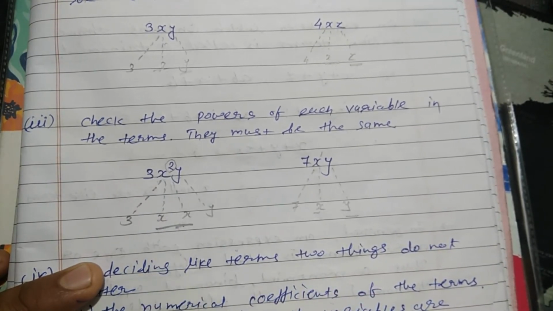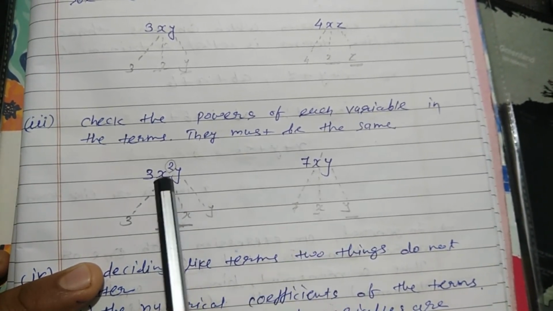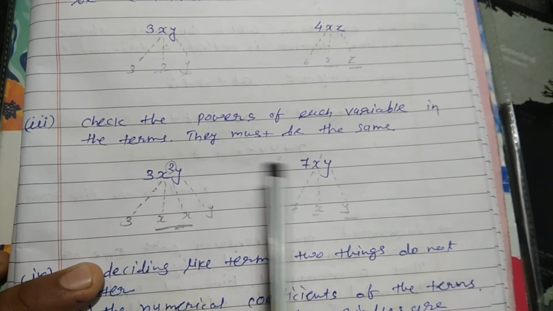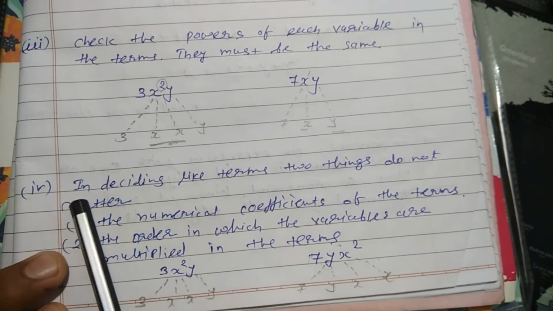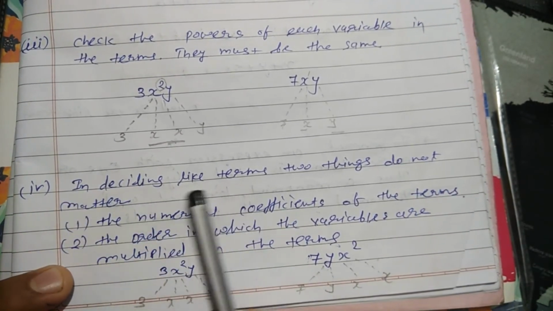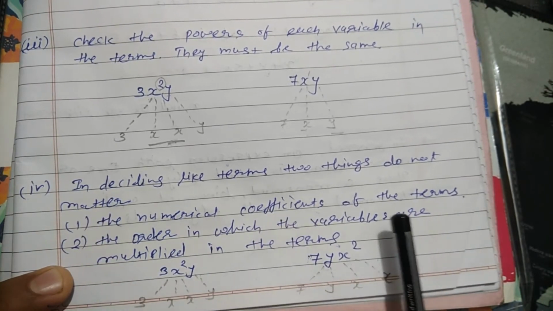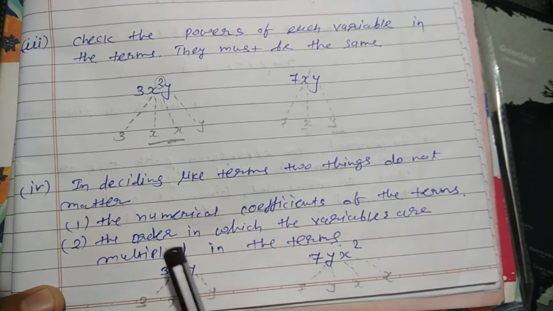Therefore these two terms are unlike terms. They do not have the same powers. Yes, the variables are the same, but the powers are not the same. That's why these two terms are unlike terms. Also keep in mind, when you decide like terms, two things do not matter. Number one, the numerical coefficient, as we discussed earlier, and number two, the order in which the variables are multiplied.